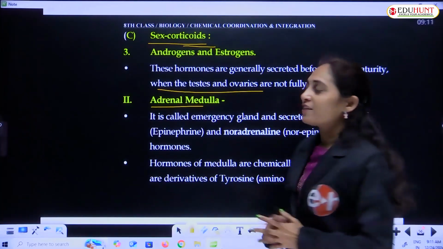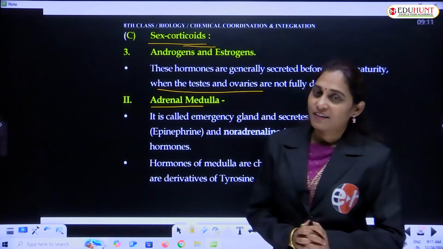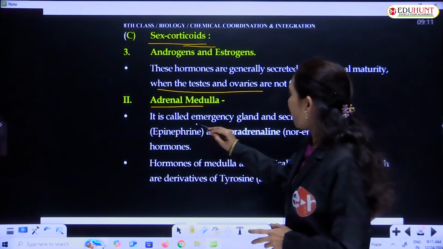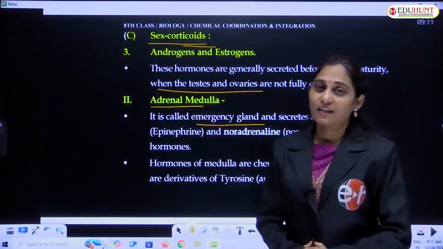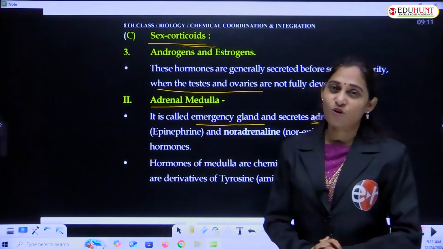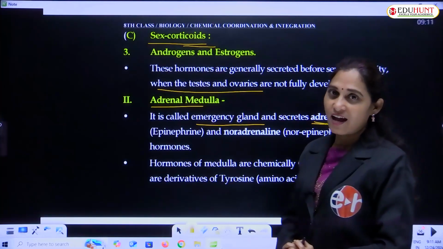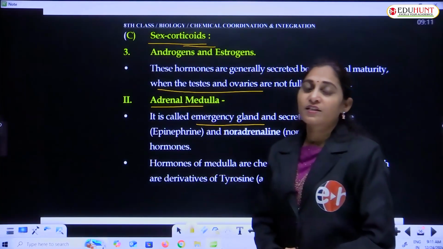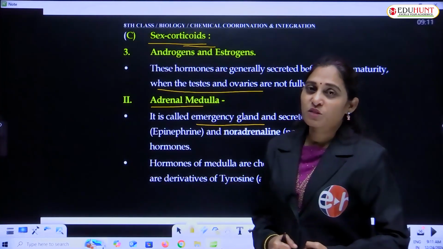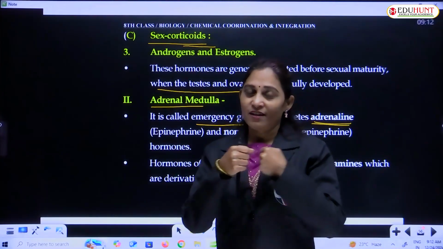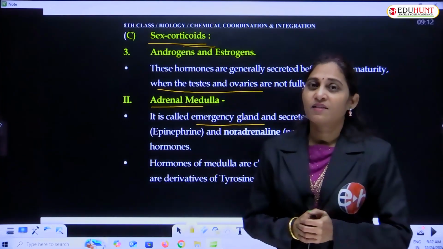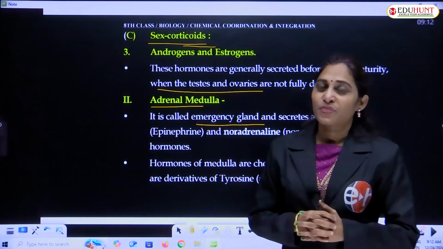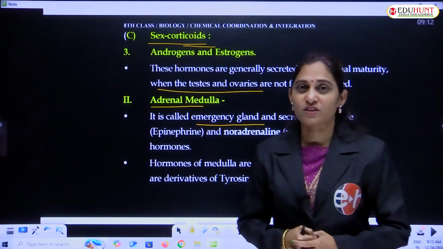Adrenaline is also called the emergency hormone, and the adrenal gland is also called the emergency gland because of its function. It is responsible for fear, responsible for fight, and even responsible for flight, that is escaping from the situation.